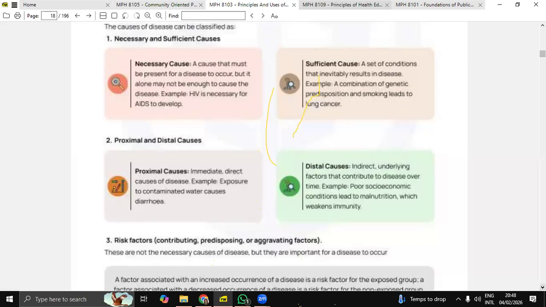Now that becomes an indirect cause. That socio-economic factor, the fact that the person has a low socio-economic status, predisposes the person to unsanitary conditions. It predisposes the person to making more contact with water that is contaminated. So that is an indirect cause, or a distal cause. Okay?